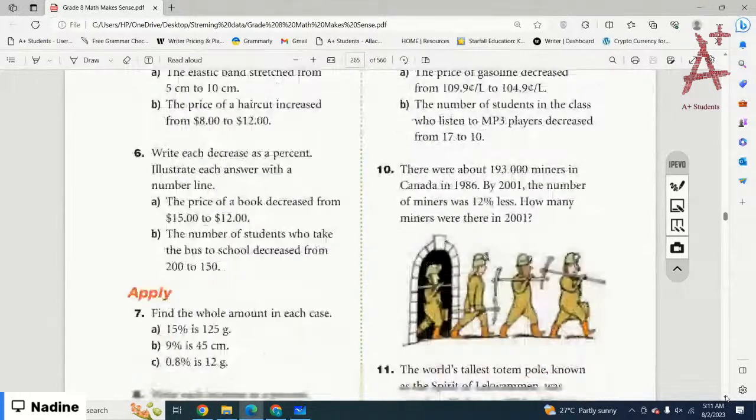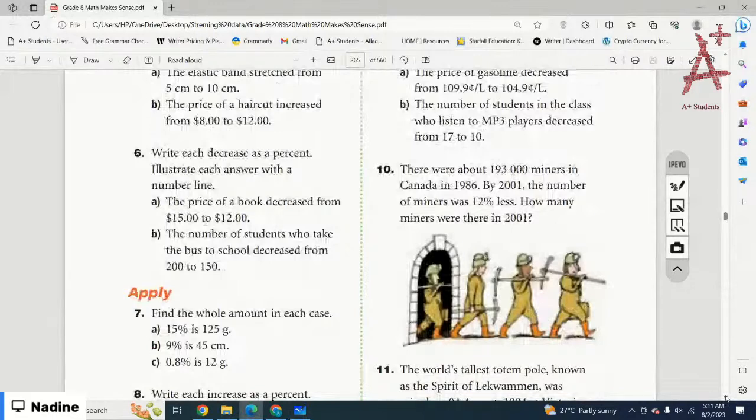Question number 6. Write each decrease as a percent. Illustrate each answer with a number line. Okay, now these are decreases, and you have to represent them on the number line.